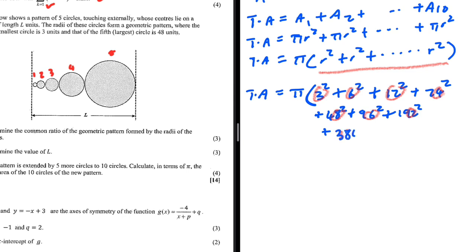So 384 to the power 2, that is the 8th term. Again, 768 to the power 2, and the last term, 1536 to the power 2. So I just need to put this in my calculator. Okay, so I'm getting, is this 3 million?